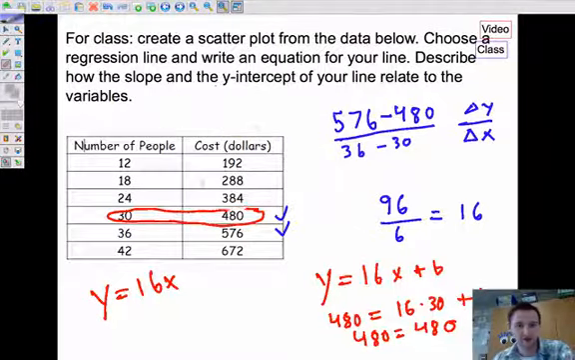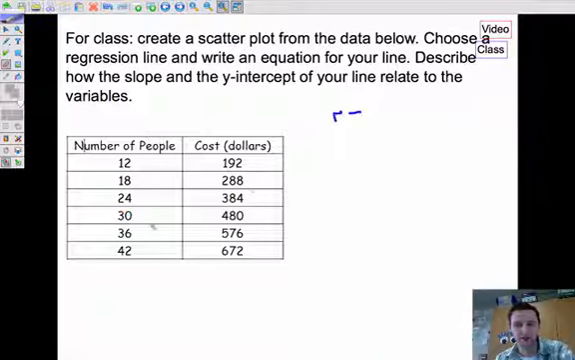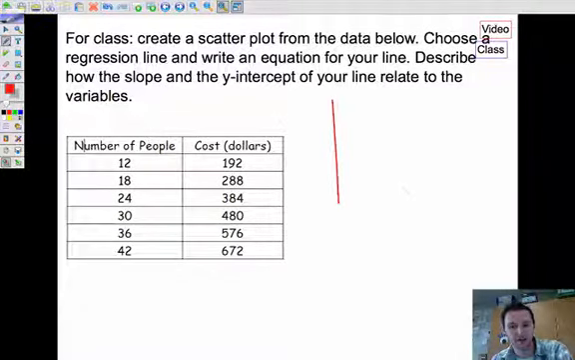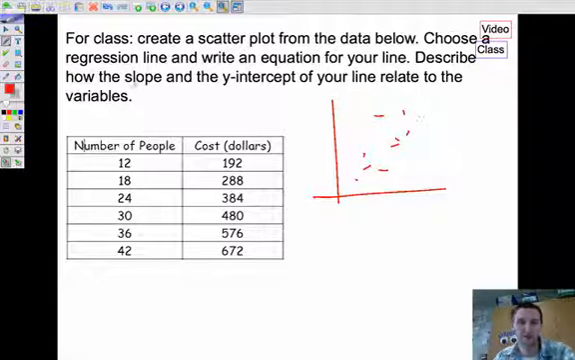For class, what I'd like you to do is take this table of values here, make a scatter plot for it, and then describe how the slope and y-intercept relate to these two variables. Okay, so your first job is to just make a scatter plot, plotting all these points on here, and then fit a line to it, find the equation of your line, and talk about what the slope and the y-intercept mean.